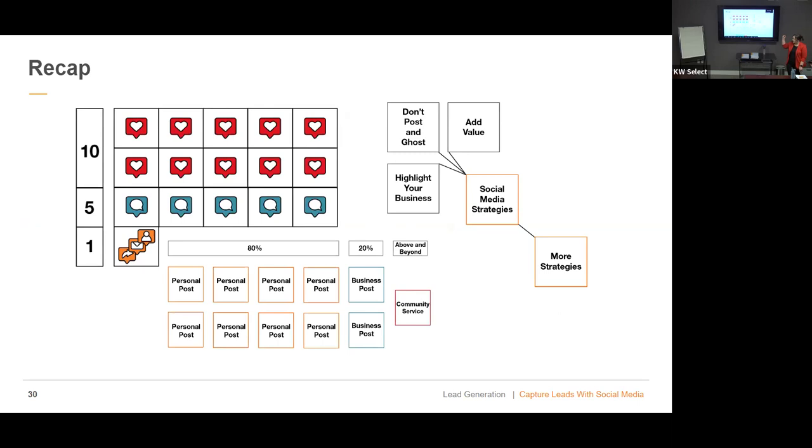So just to recap, we have the 10-5-1: 10 likes, 5 comments, 1 direct message, share, or post. You want 80% of your posts to be about you and 20% about your business. And then, of course, our strategies. Make sure you're adding value. Don't post and ghost. Stay on and interact with people a little bit. And just make sure you're highlighting your business and sharing stuff that is going to be relevant to those people that you want to work with.